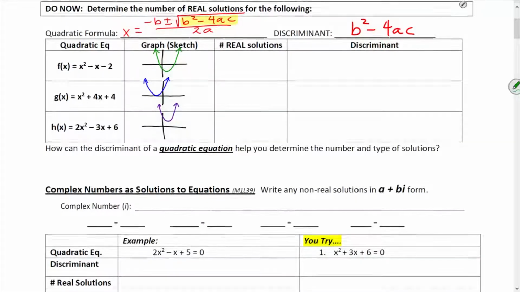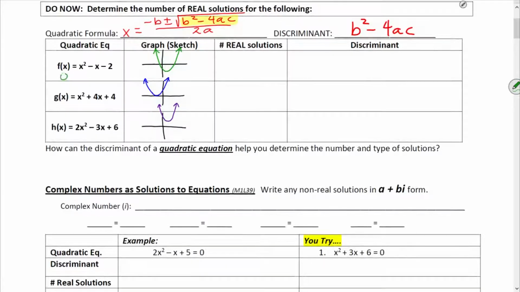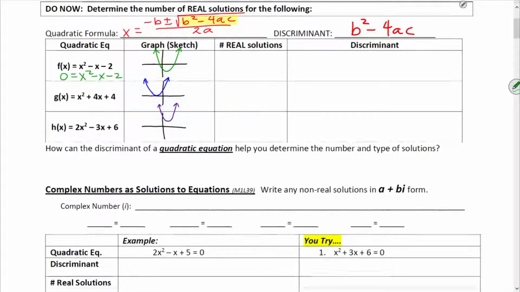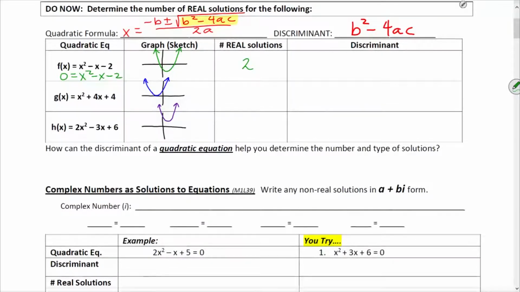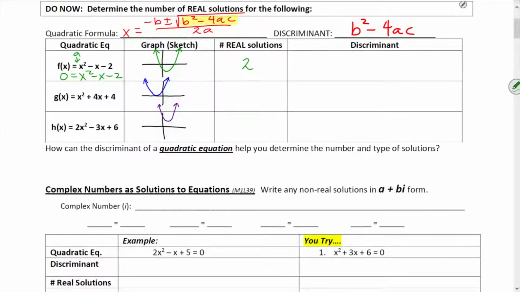Okay, so this is the solutions as if it was 0 equals that equation. The number of real solutions would be the number of times it crosses the x-axis. In this case, there'd be 2 real solutions. So let's look at what the discriminant is for this equation. Keep in mind that the number in front of x squared is a, the number in front of x is b, and this constant term is c.